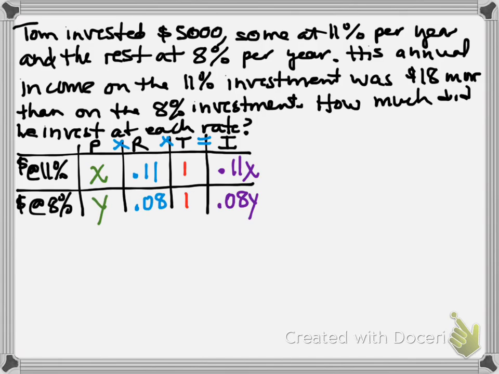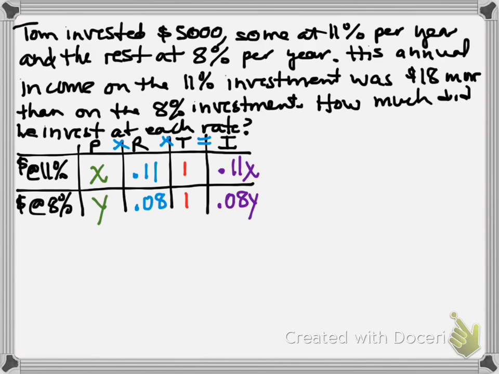Okay, now, I see a big, huge number in the very beginning of this word problem. What's that big, huge number? 5,000. What does 5,000 relate to in the chart?